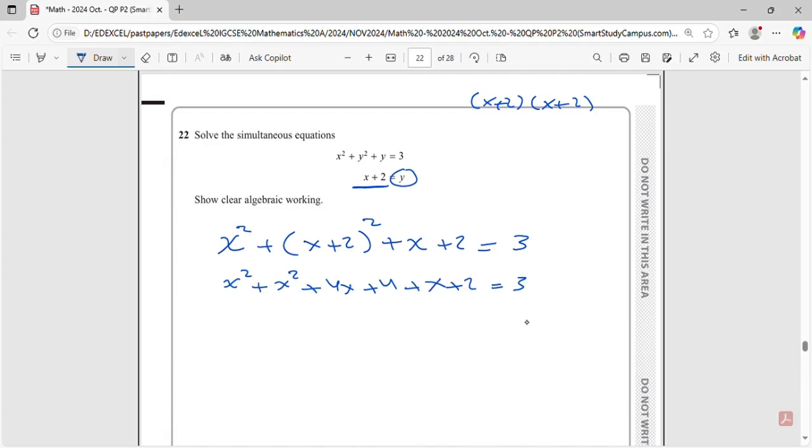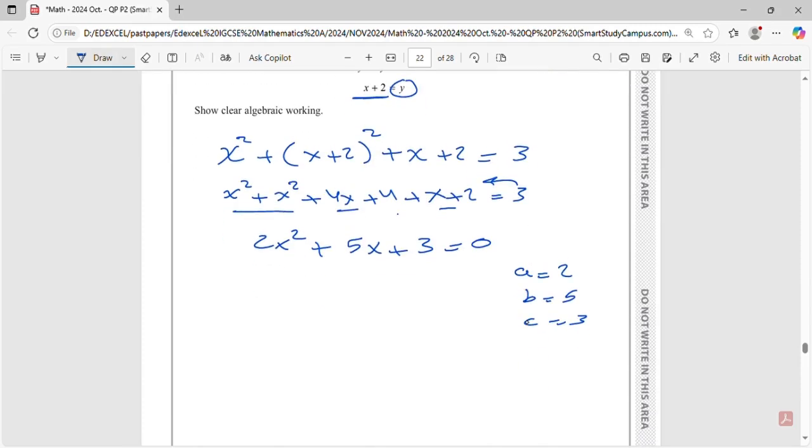Now I look at which terms are represented by x. I have two types of x terms: 2x squared, and 4x plus 1x, which equals 5x, and 4 plus 2 is 6. I will move the 3 over by making it negative, so it will be positive 3 only, equal to 0. Now I can use the quadratic formula, where a equals 2, b equals 5, and c equals 3.